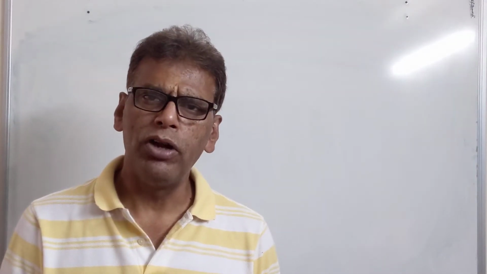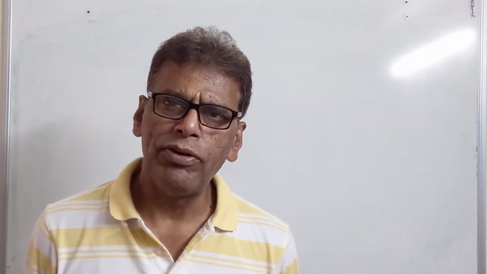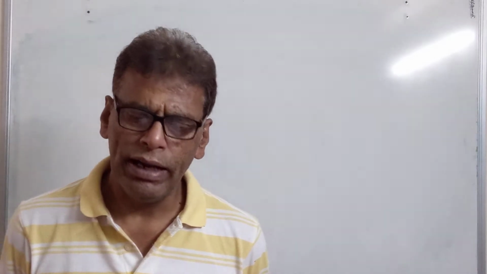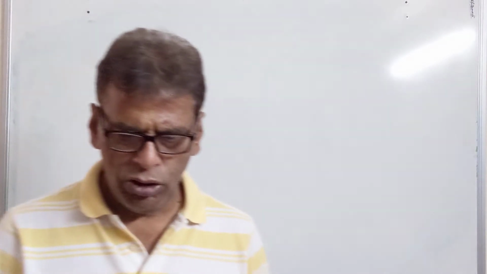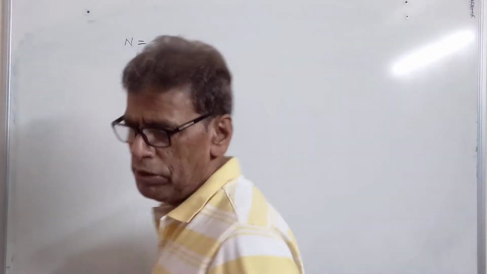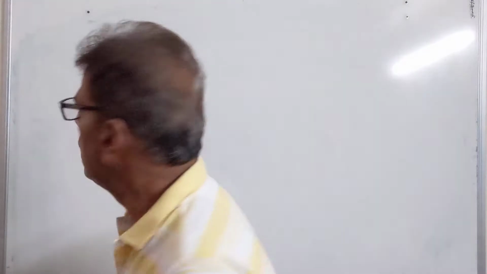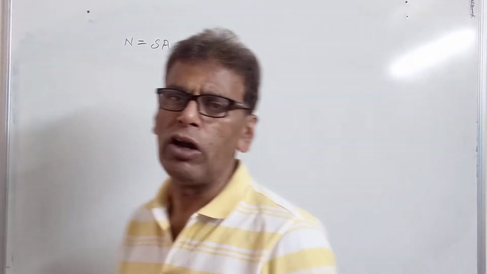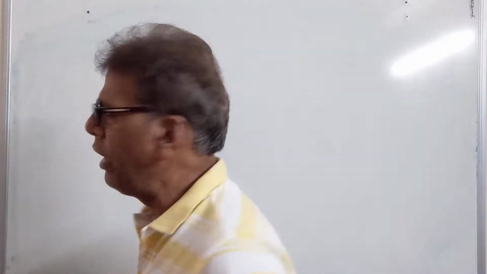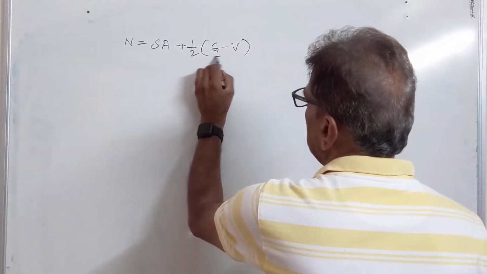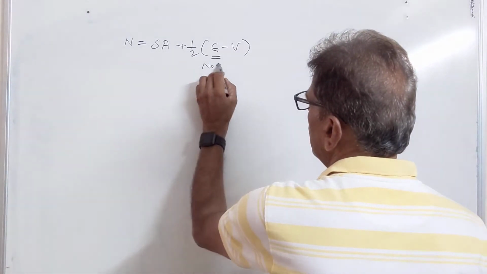Good morning, students. Let us discuss the formula used to calculate the state of hybridization in the central atom of a molecule, of an anion as well as of a cation. So the formula for that is: the number of orbitals involved in the hybridization can be given by n. It is equal to the surrounding atoms, the atoms which surround the central atom, plus half of G minus V. G is the number of valence electrons of the central atom.